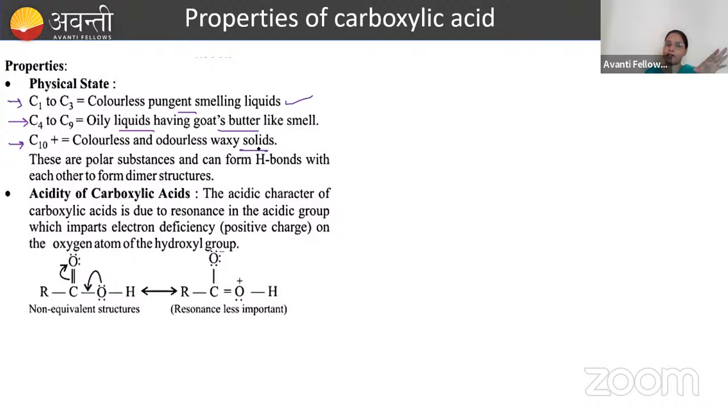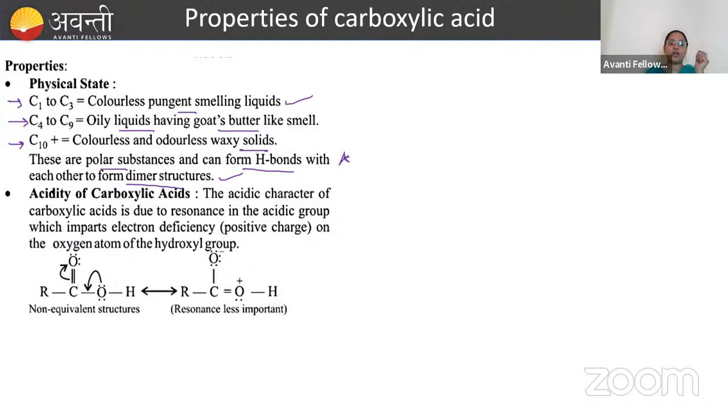So these are what? Colorless, and these are what? Odorless, wax kind of solids these are. Okay. So all these carboxylic acids are polar substances and they can form hydrogen bonds with each other also, and they can form dimer structures by forming the hydrogen bonding. So this is very, very important point. Okay, they are polar compounds. They can form hydrogen bond with each other and they can form the dimer structure.